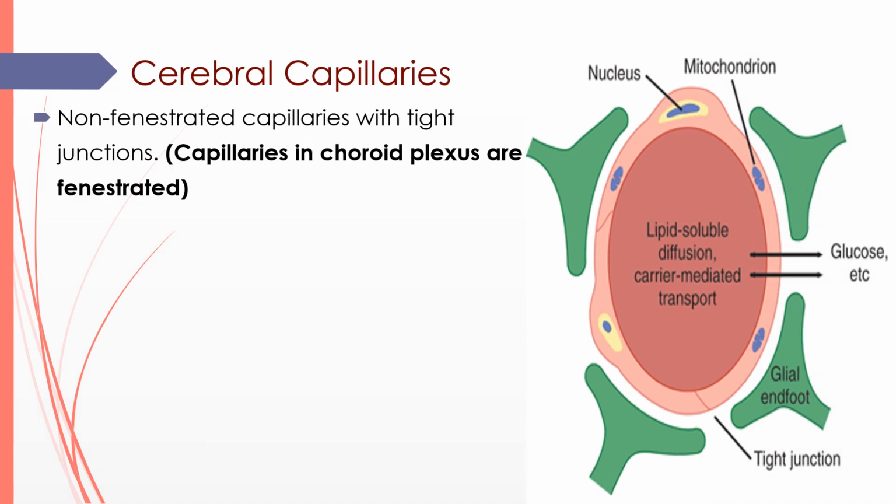Cerebral capillaries. These capillaries are non-fenestrated. They have tight junctions. As we discussed earlier, they have the glial end feet. Capillaries in the choroid plexus are fenestrated. There are areas in the brain which don't have the blood-brain barrier. There are 5 such areas.